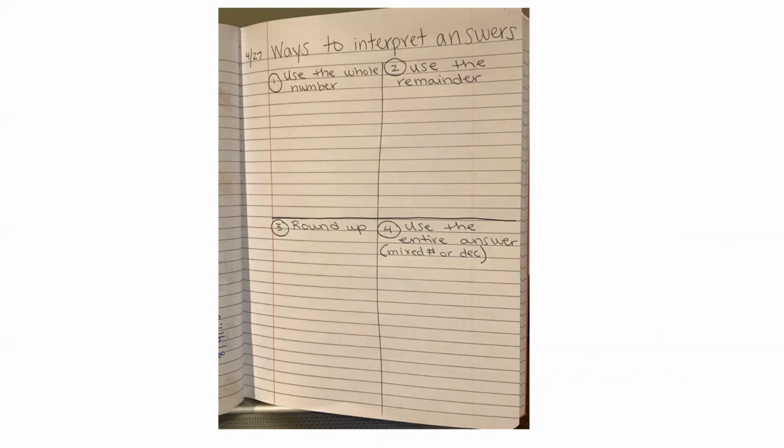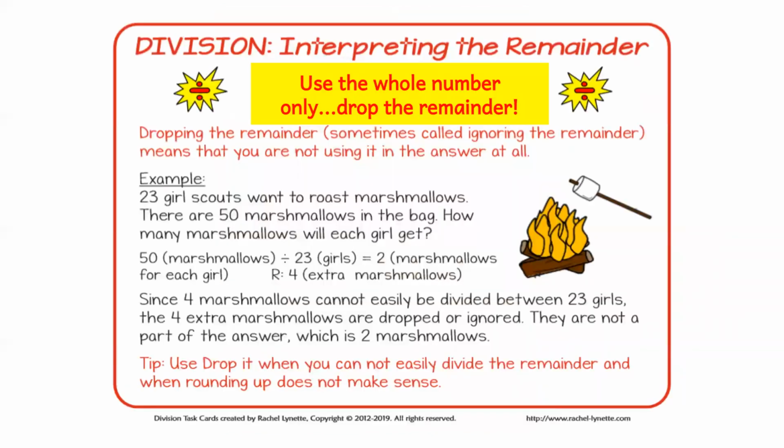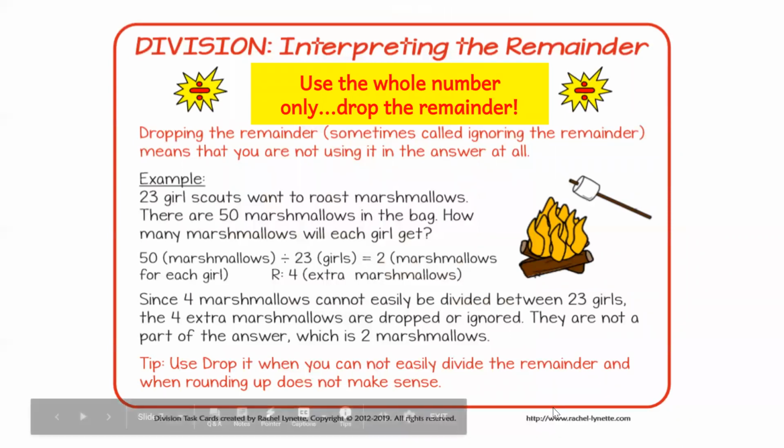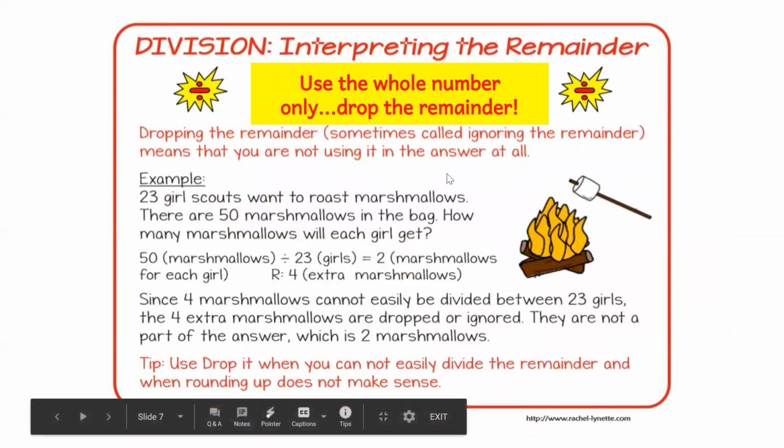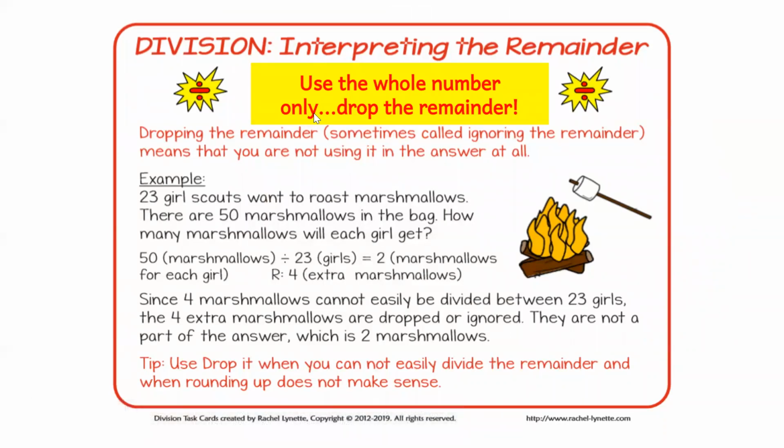Feel free anytime you see this notebook to pause so you can have time to have your notebook look this neat. You're gonna want this notebook to look very, very neat because you're gonna be using these notes all week. So the first way is to use only the whole number, and that means we're really ignoring the remainder. So here's an example of when we'll do that.